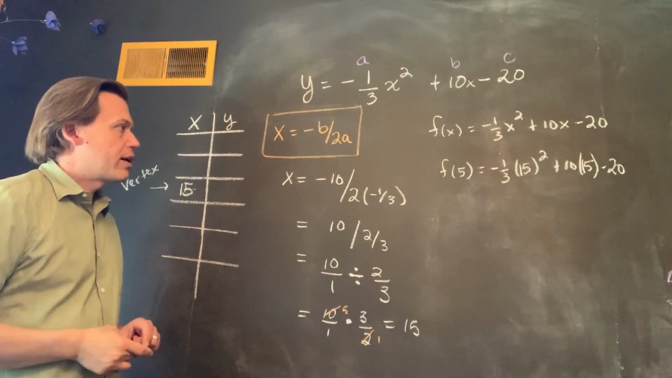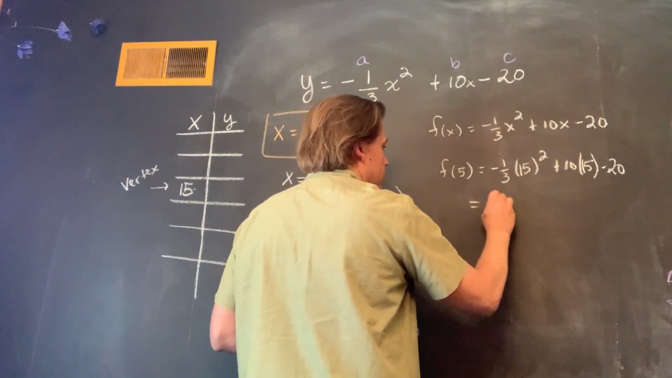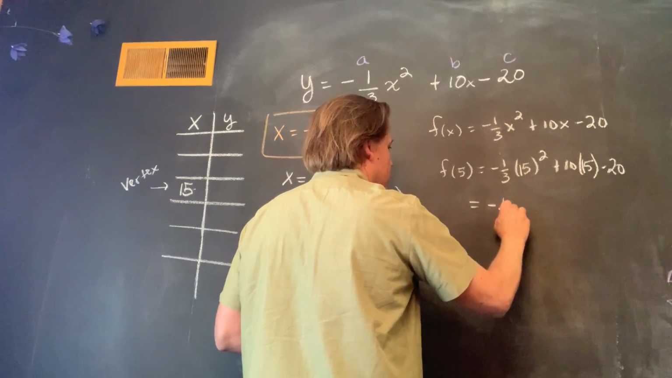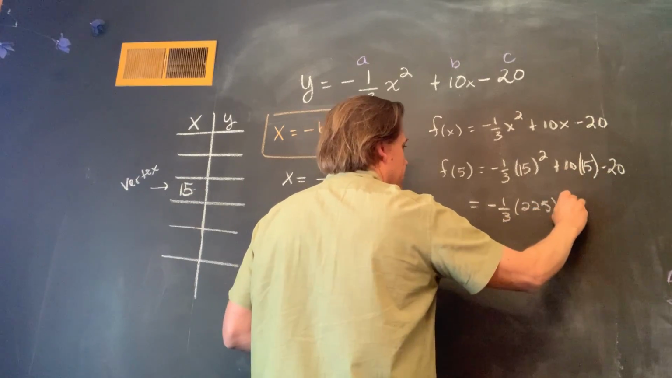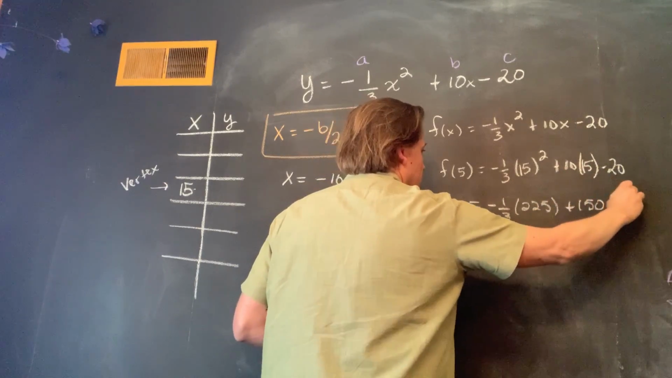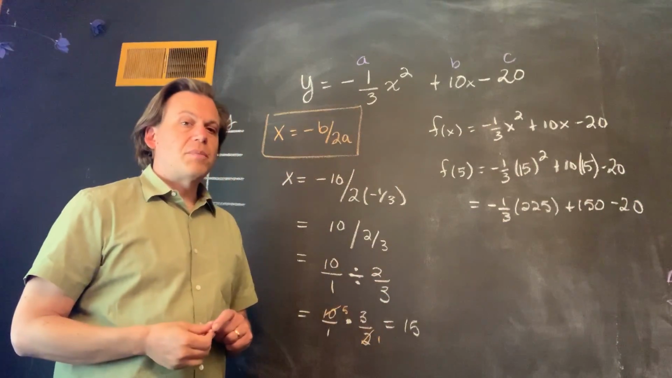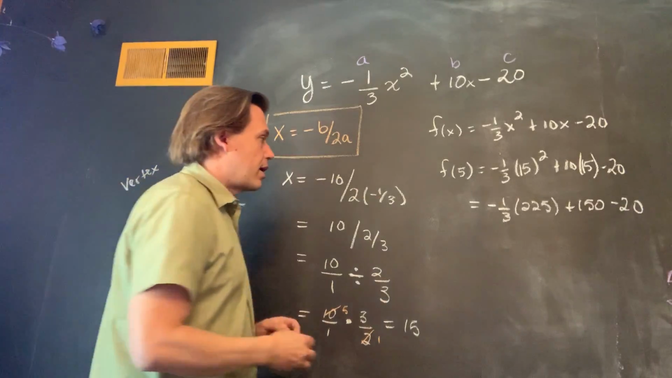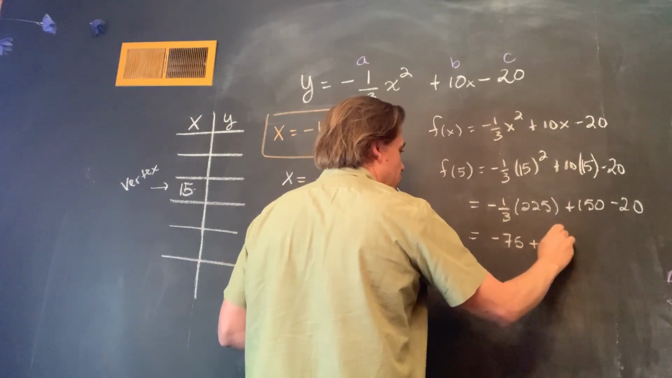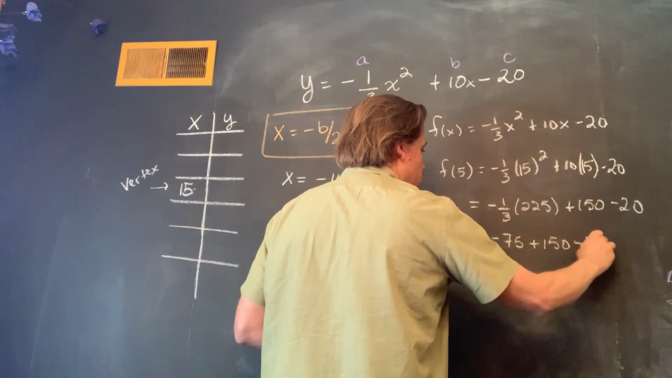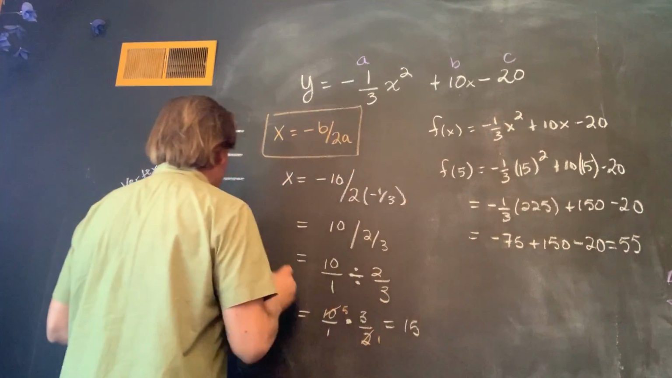Well, 15 squared is 225. 10 times 15 is 150. 1/3 times 225 comes out to be 75. So I have got negative 75 plus 150 minus 20. All of that is equal to 55. So now I know my vertex.